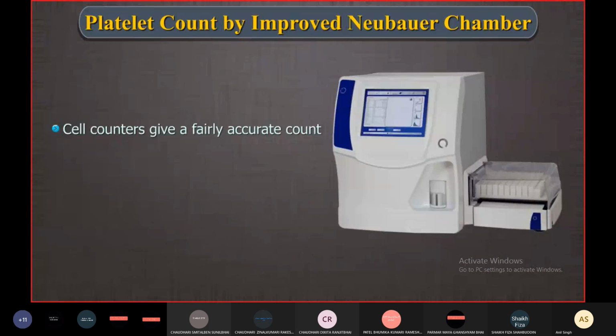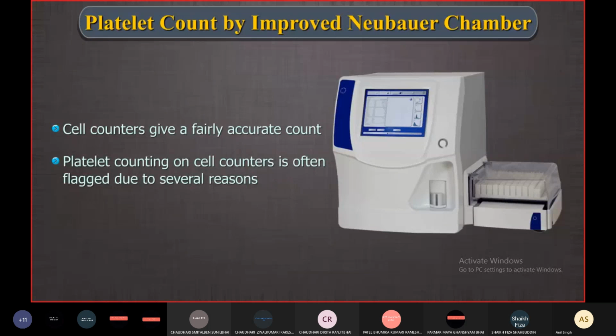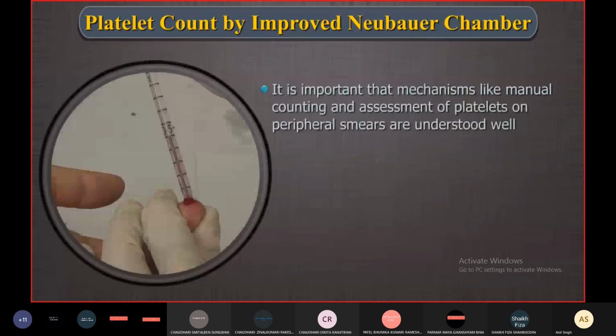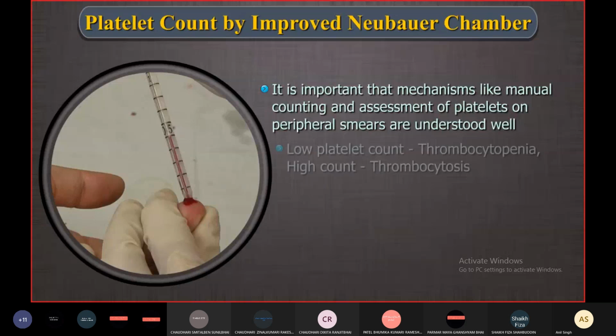Cell counters nowadays give a fairly accurate count. However, platelet counting on cell counters is often flagged due to several reasons which are discussed in the respective section. Thus, it is important that mechanisms like manual counting and assessment of platelets on peripheral smears are understood well and the skills for such obtained.